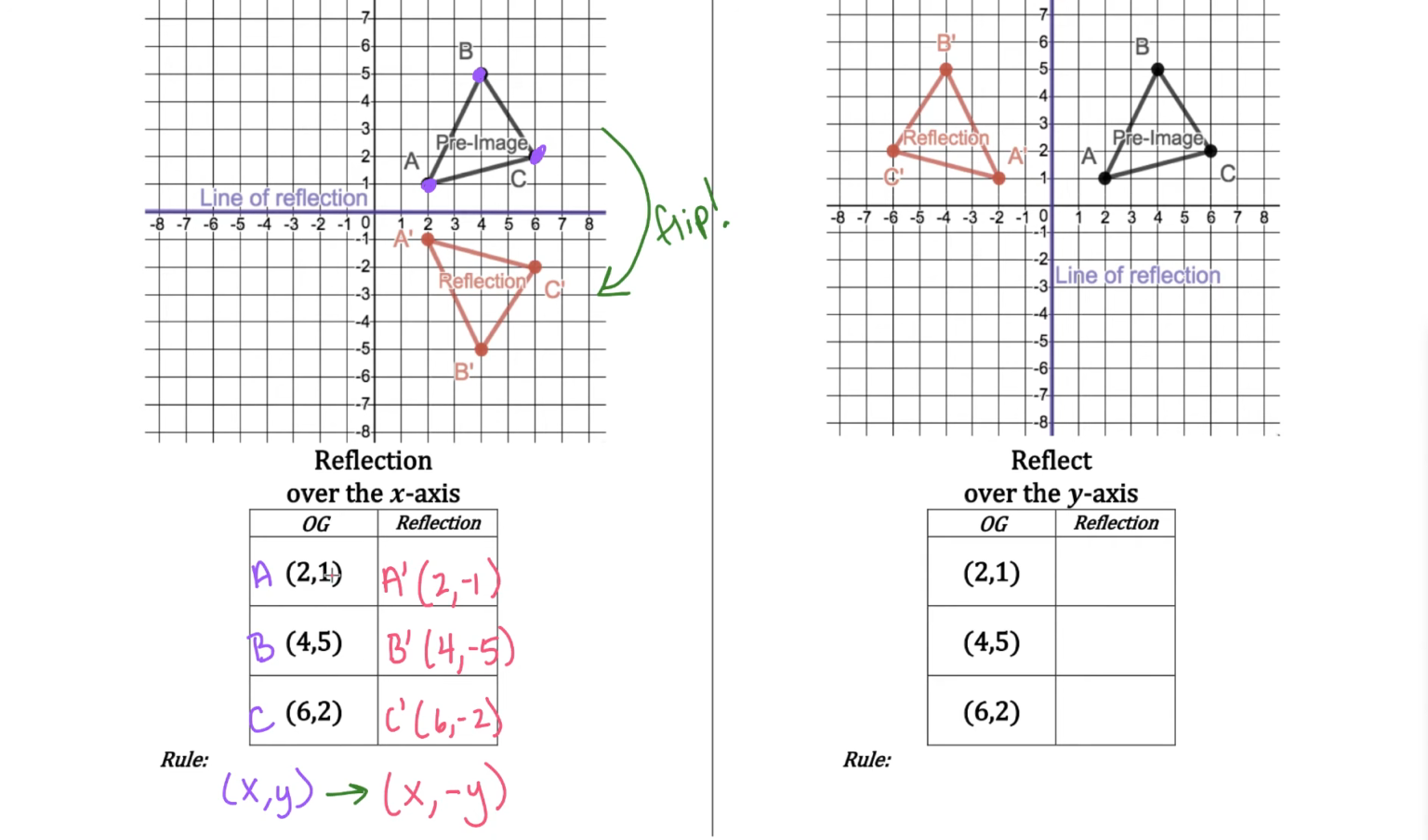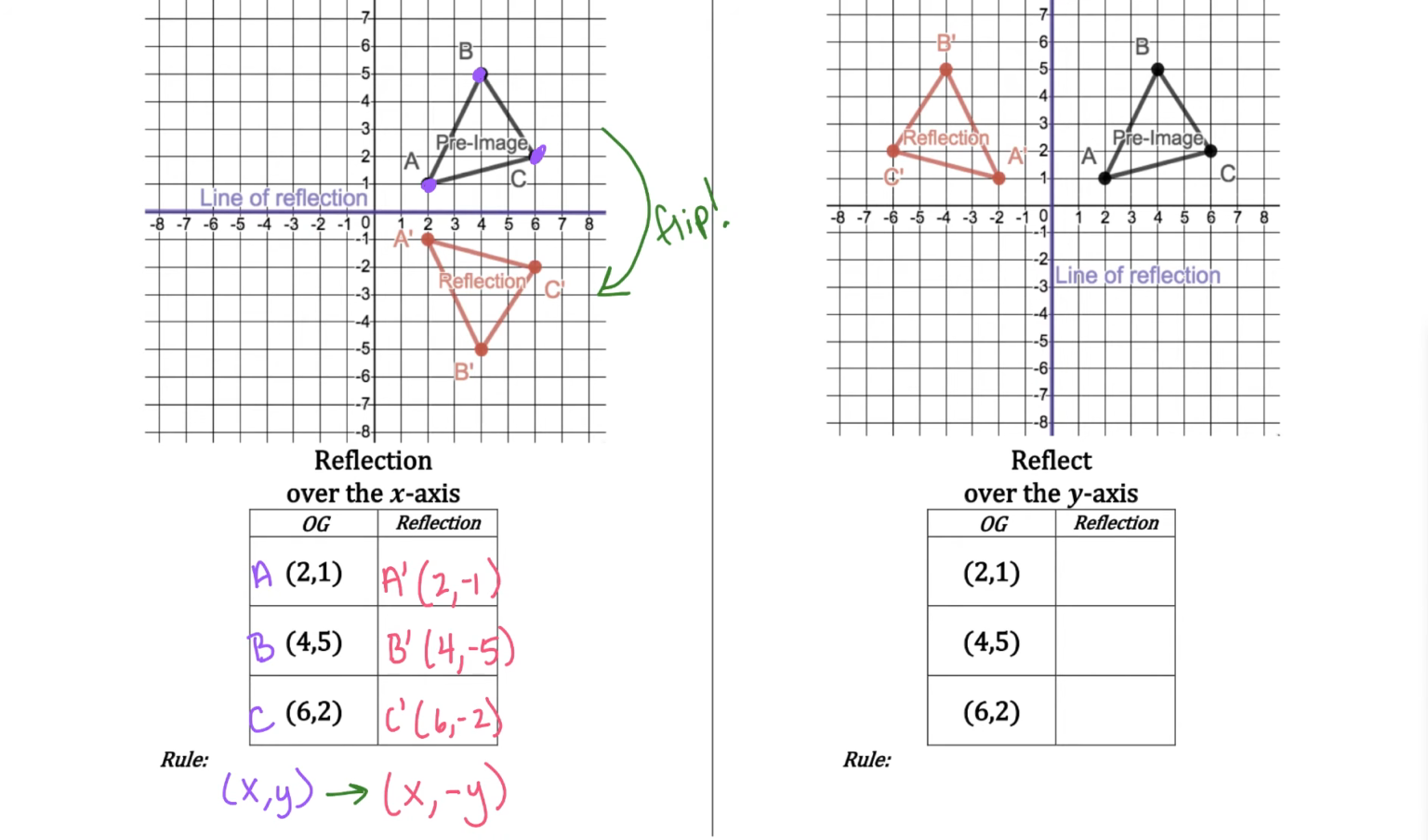Just be careful. Do you see how this 1 becomes -1, 5 becomes -5, 2 becomes -2? If this was a -1, it would become a +1. If this was a -5, it would become a +5. If this was a -2, it would become a +2. This negative doesn't mean it becomes negative, it means it becomes the opposite sign of what it was.